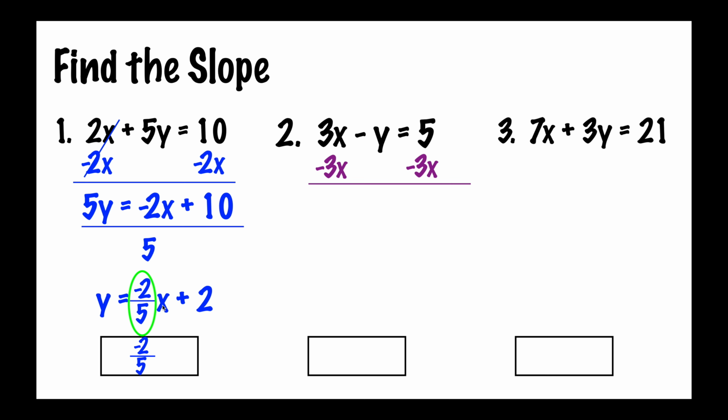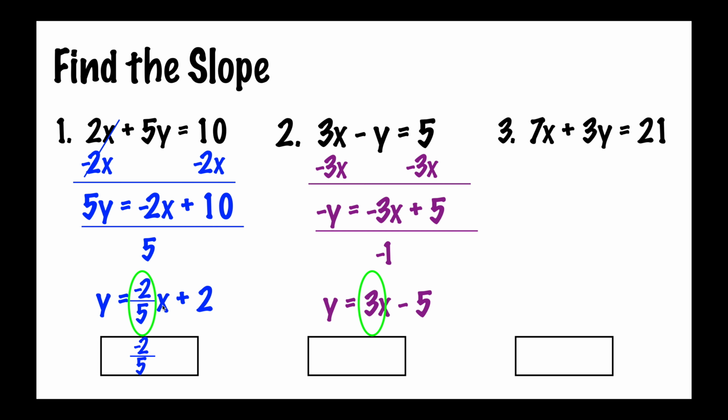I'll start by subtracting 3x on both sides. I'm left with negative y is equal to negative 3x plus 5. We'll divide both sides by -1. We're then left with y is equal to 3x minus 5. Slope here, again, in front of the x value is going to be 3, and that's our slope.